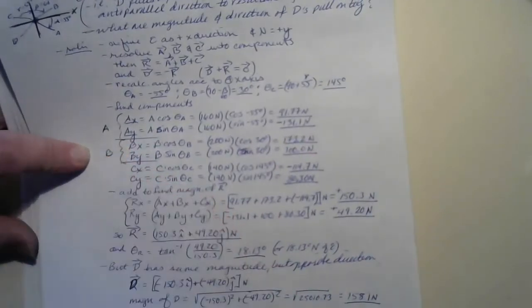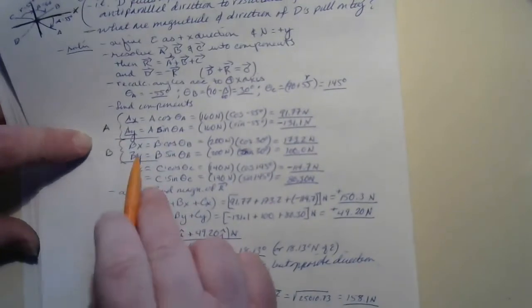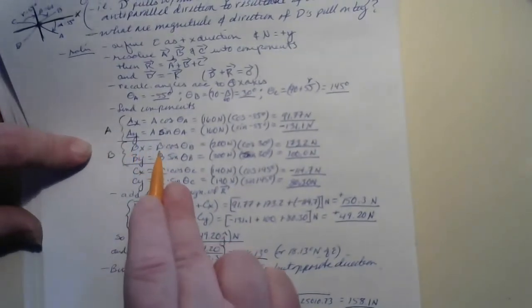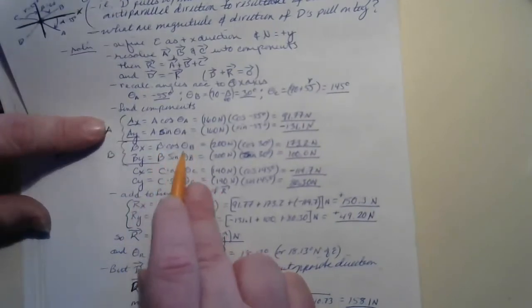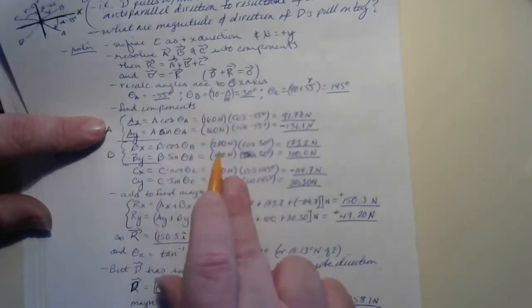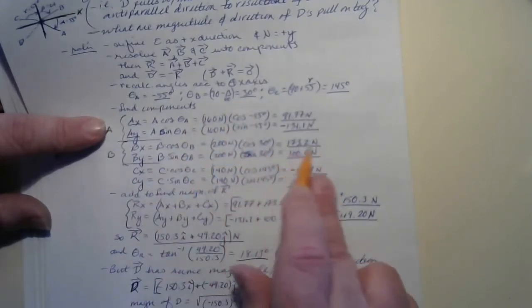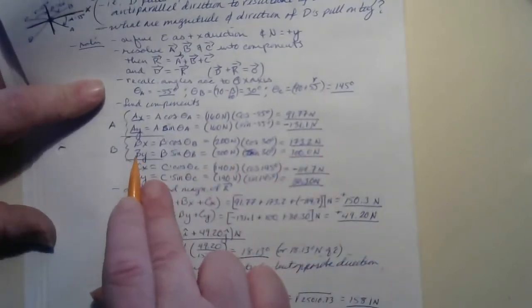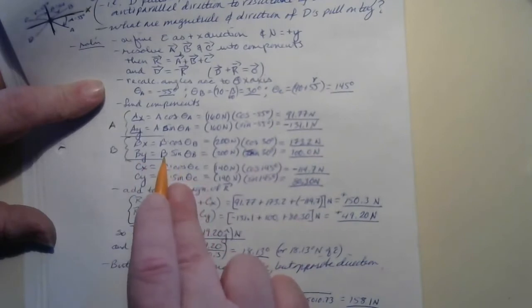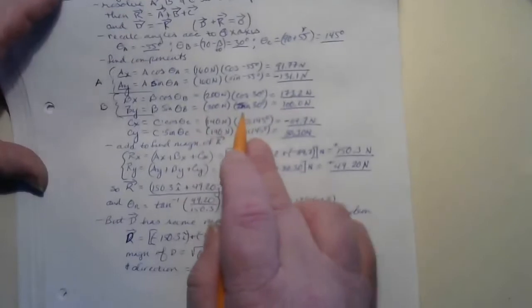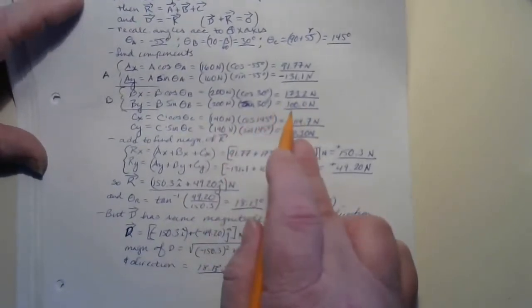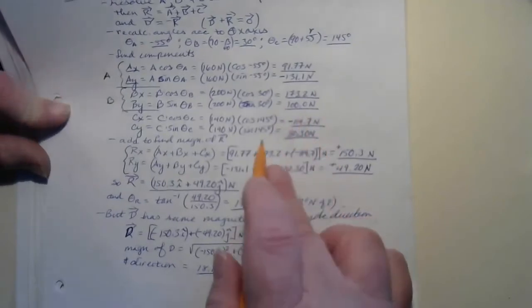For vector B, or dog B, the x component is just the magnitude of B, that would be the force, times cosine theta B, which is the angle we just found up here. So that's 200 newtons times cosine of 30, that's 173.2 newtons. For the y component of the vector for dog B, that's going to be the magnitude, in other words, the force of the dog pulling, times the sine of theta B. So that's going to be 200 newtons times the sine of 30, which would be 100 newtons exactly.